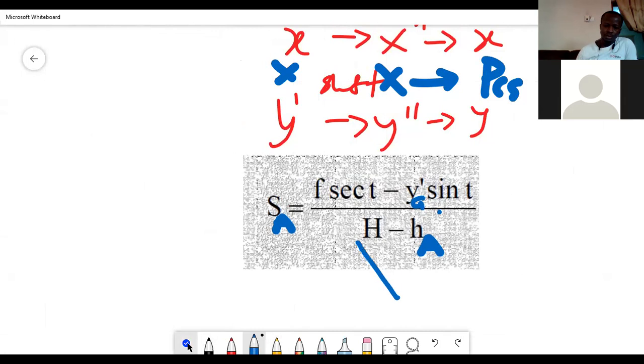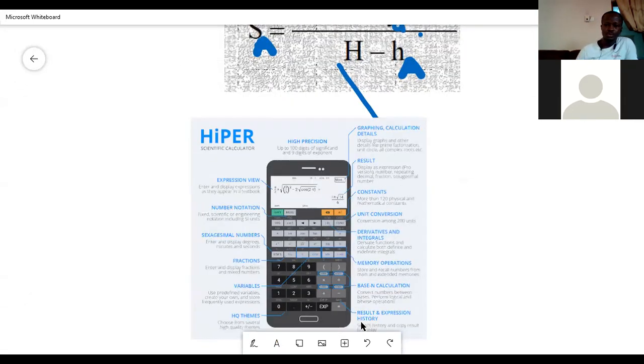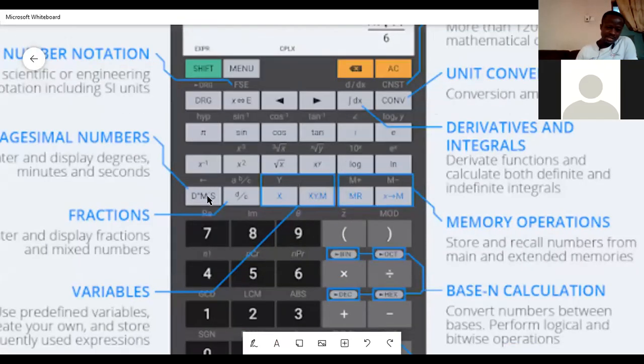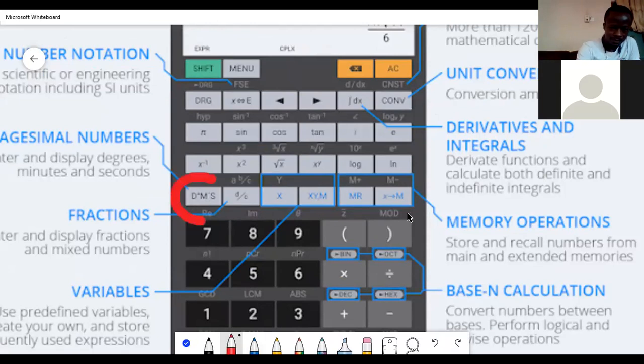So if I move this out, I just want to show you exactly how this works. DMS is this one here. So you punch 45, you press it, 60, you press it. Then it will be going as degrees, minutes, seconds. Then you can also convert from degrees to degrees, minutes, seconds.